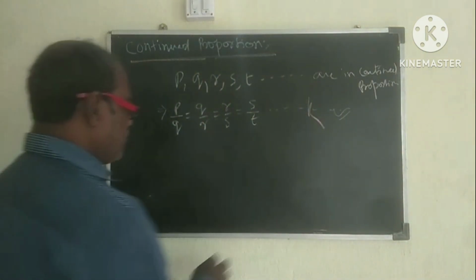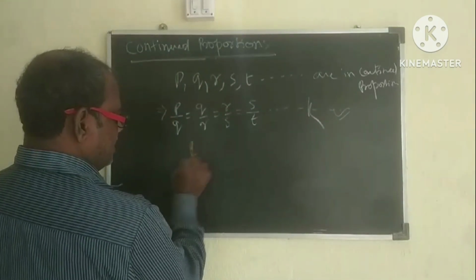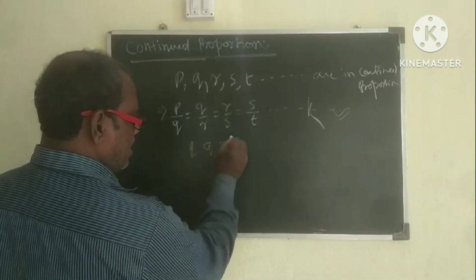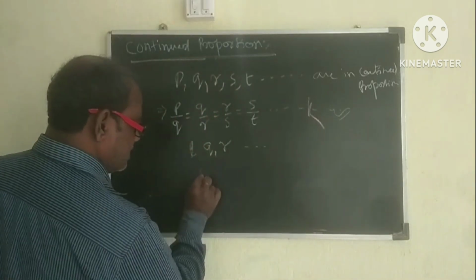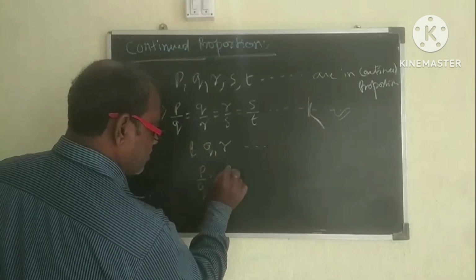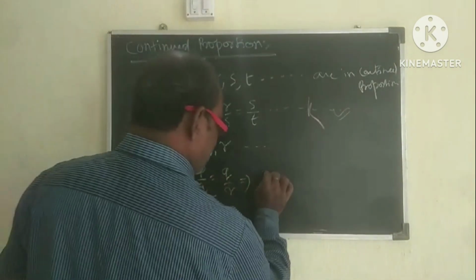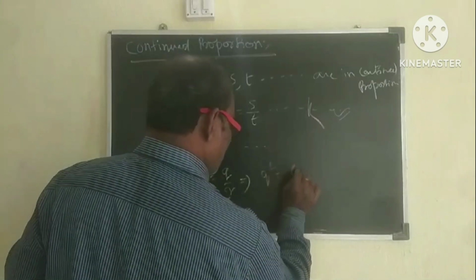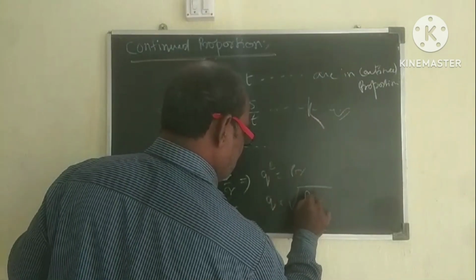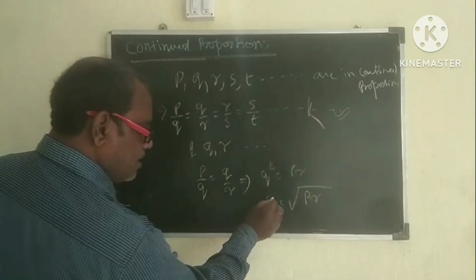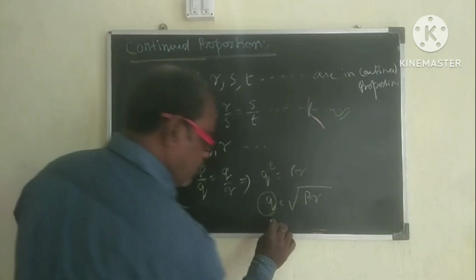One more thing we have to know from this: suppose three terms P, Q, R are in continued proportion. Then what we can write from here is P by Q is equal to Q by R, which implies Q squared is equal to PR, or Q is equal to root over PR. So here Q is the geometric mean, or we can say the mean proportion.